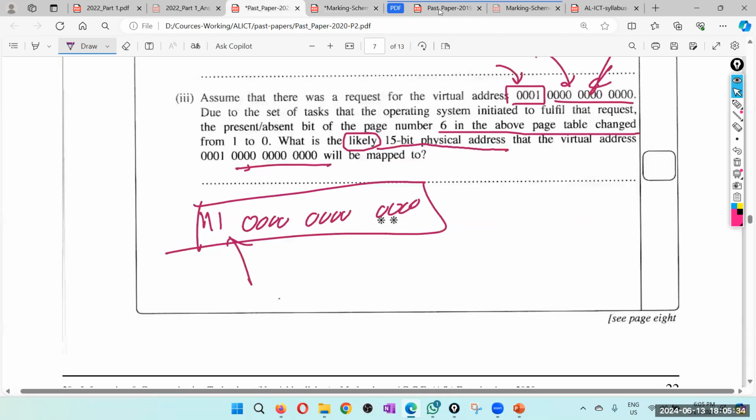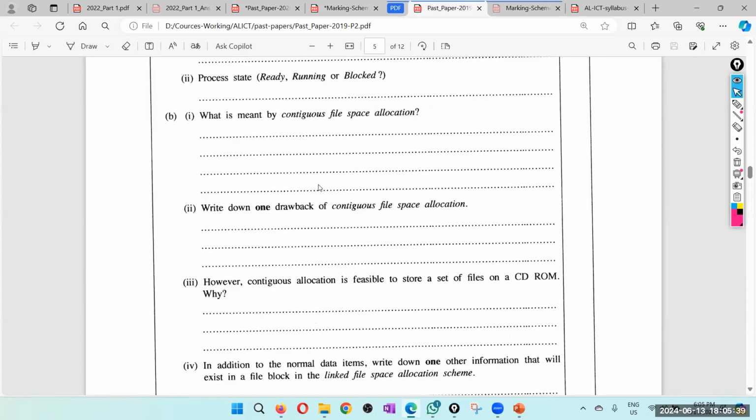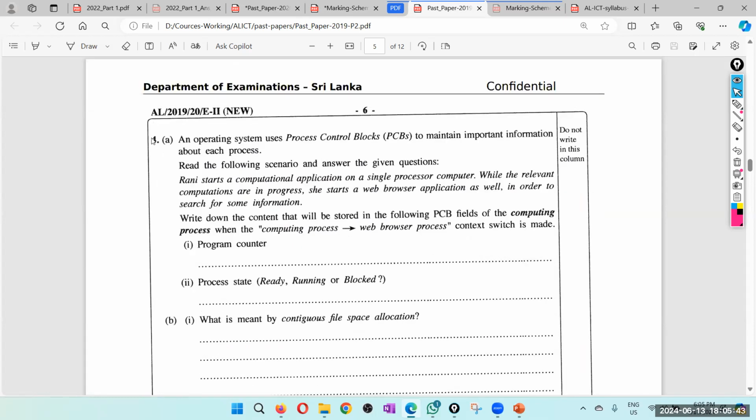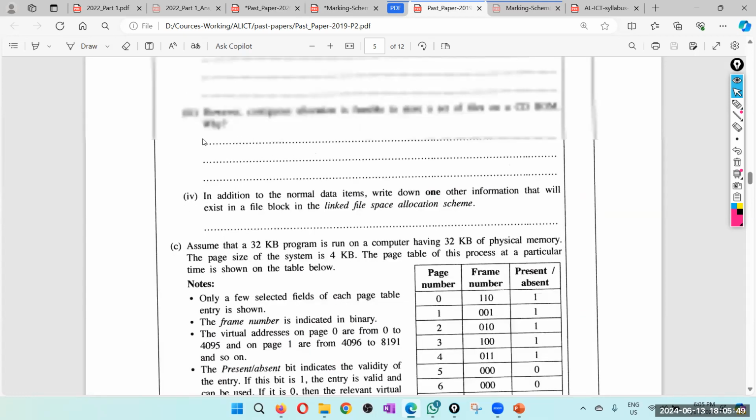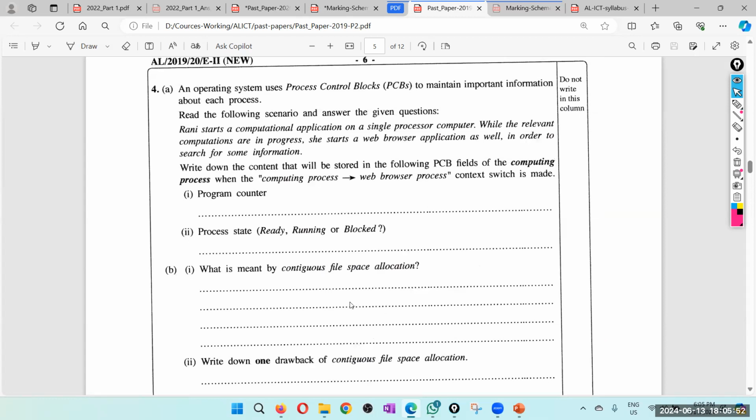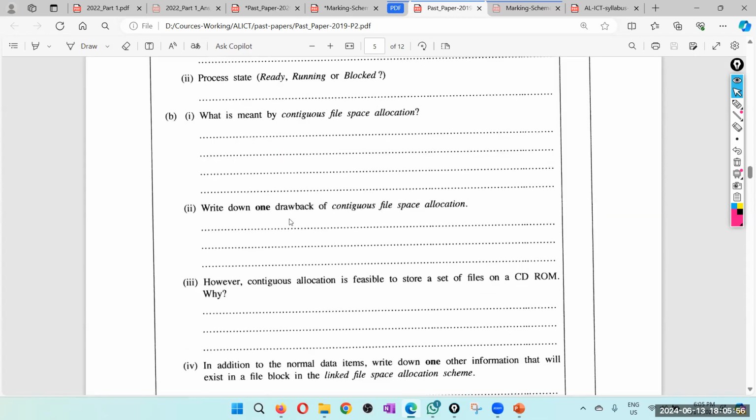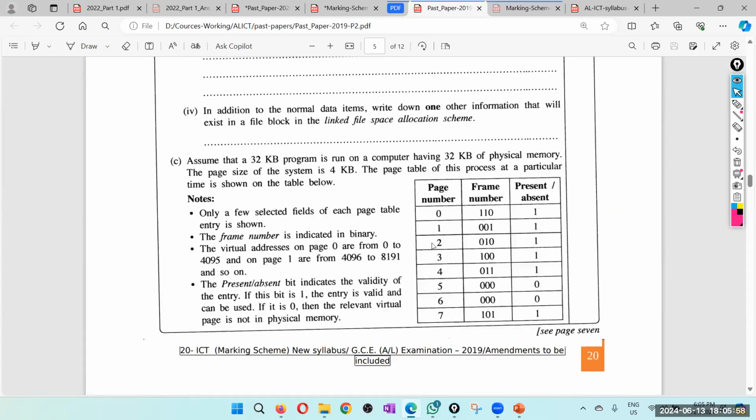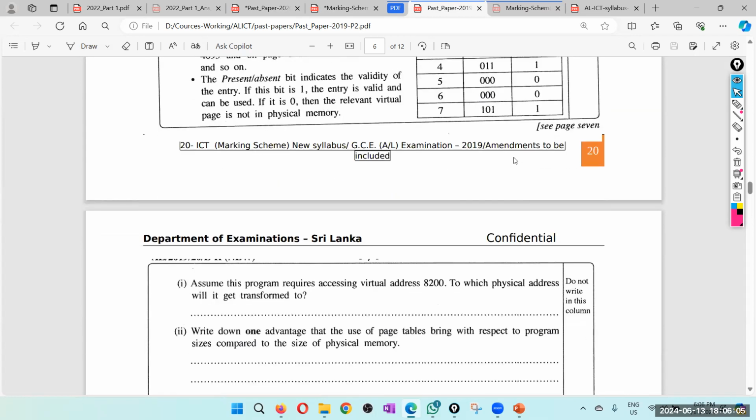So that is the 2020 paper. Now there's a similar question in 2019. Make sure you do the 2019 question 4. A is related to file handling, and B is related to process handling. This is related to file handling, and this is related to memory handling. So you must be able to do A, B, C, all three. Similar question.